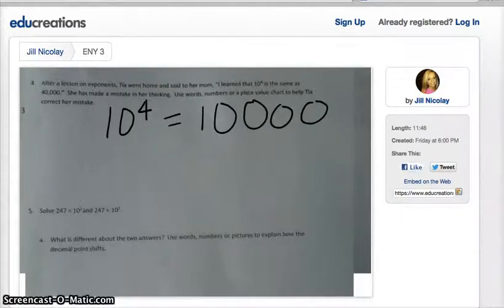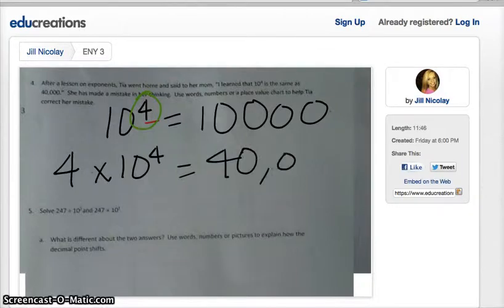I know that the exponent tells me how many zeros there are going to be, so 10 to the fourth power is 10,000. But she says it's 40,000. I wonder where she got the 4. The only 4 that I see is in the exponent. So maybe Tina did 4 times 10 to the fourth power, which would also equal 40,000.